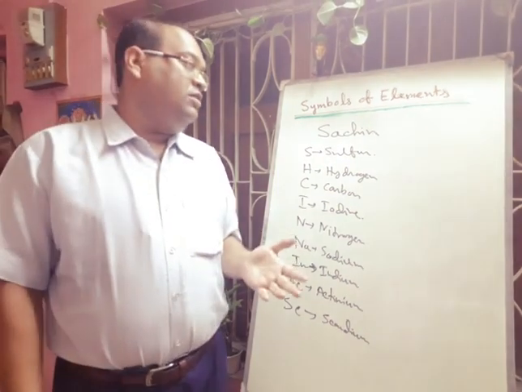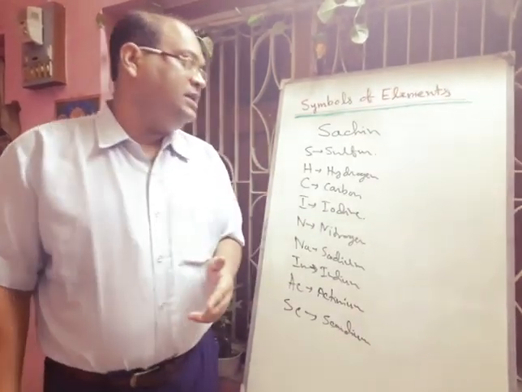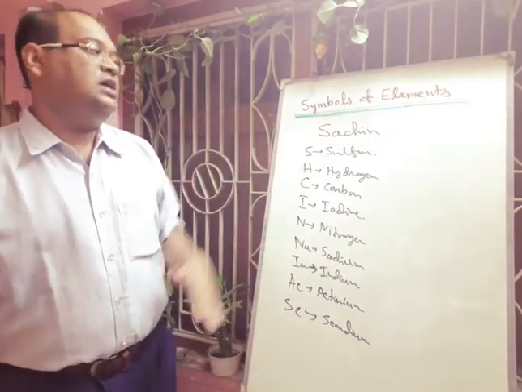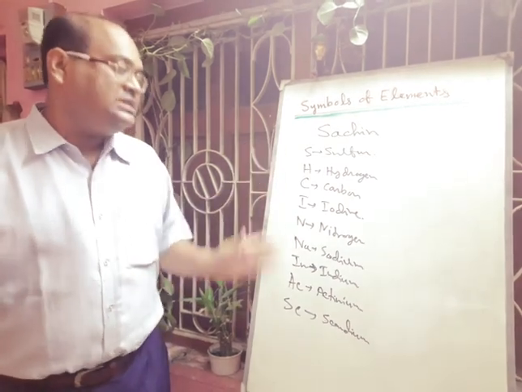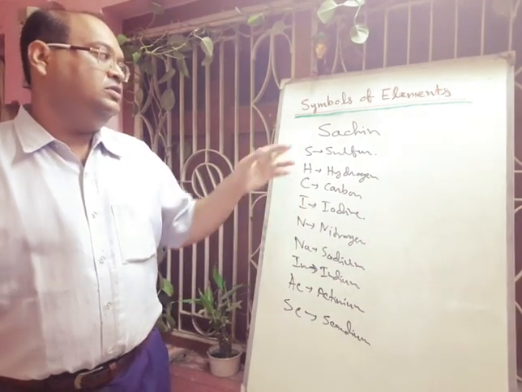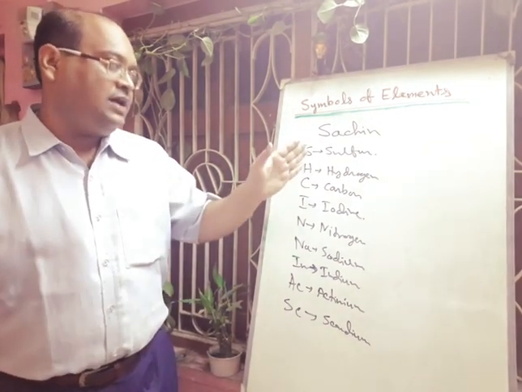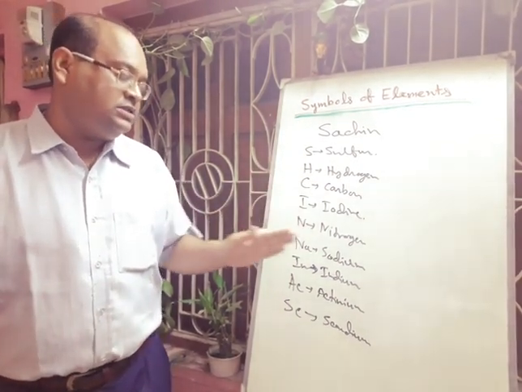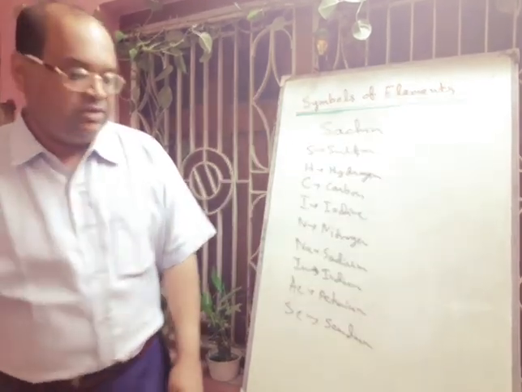You choose your relative's name, like your brother, sister, father, mother. Then you take the first word and check how many types of elements are present for that particular letter. Suppose in Sachin's name: sulfur, hydrogen, carbon, iodine, nitrogen, sodium, indium, actinium, scandium, many things are there. Okay.